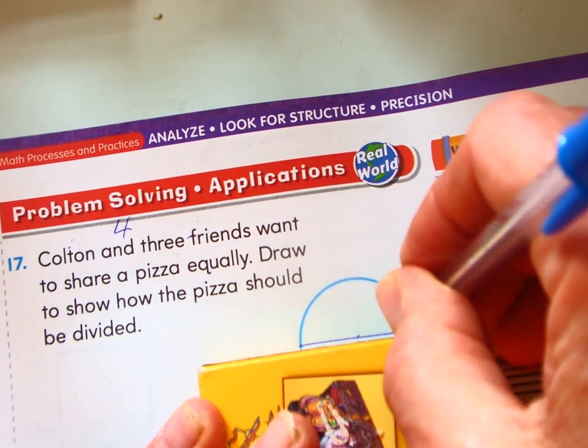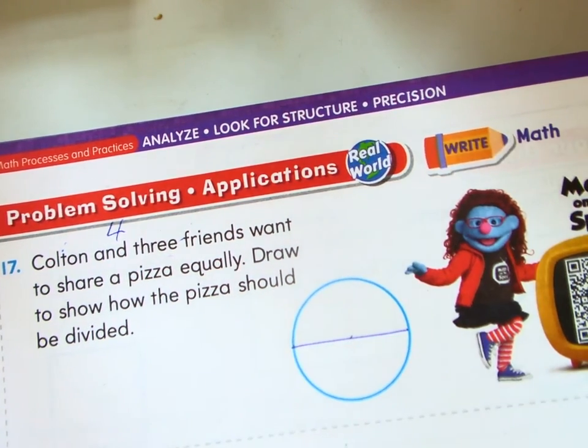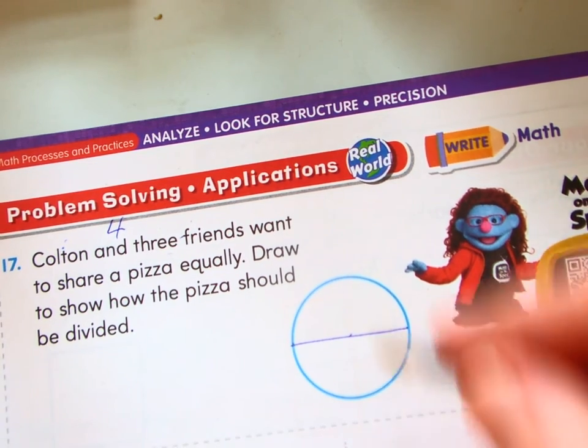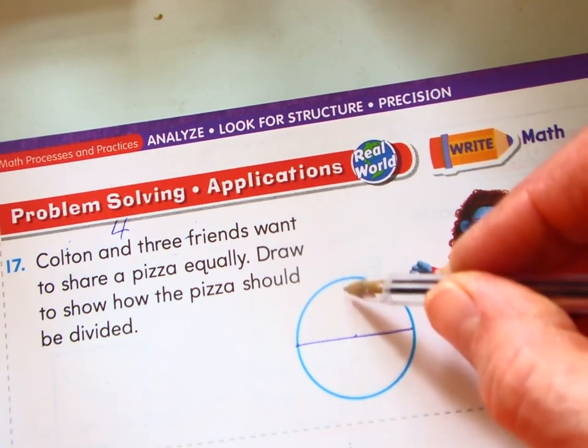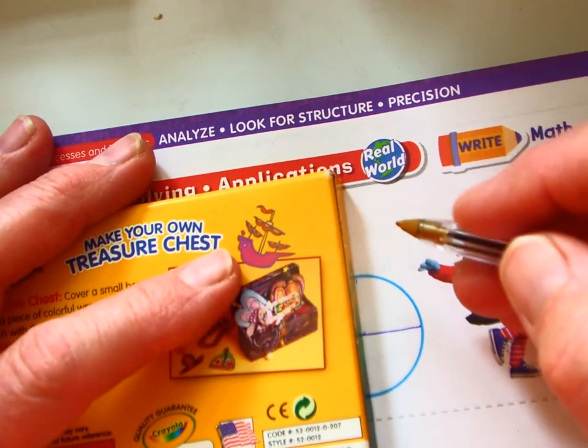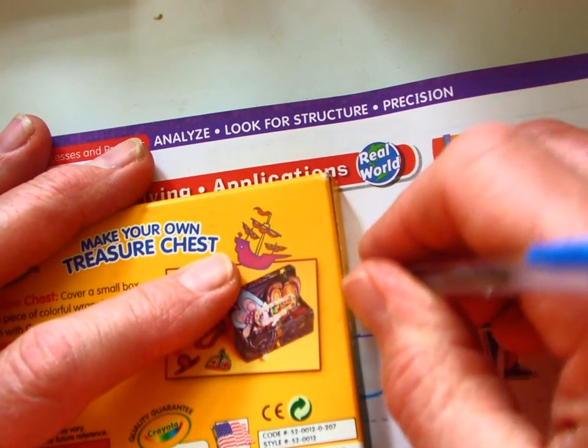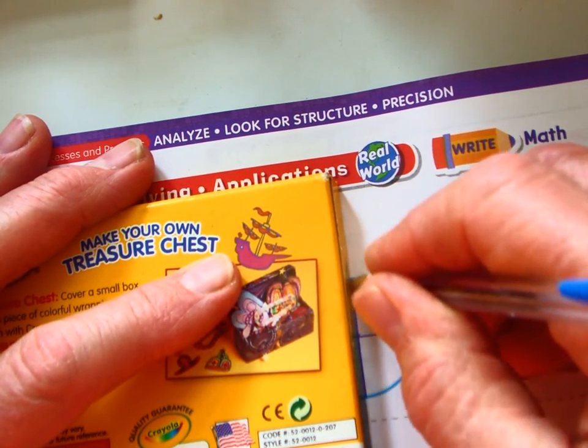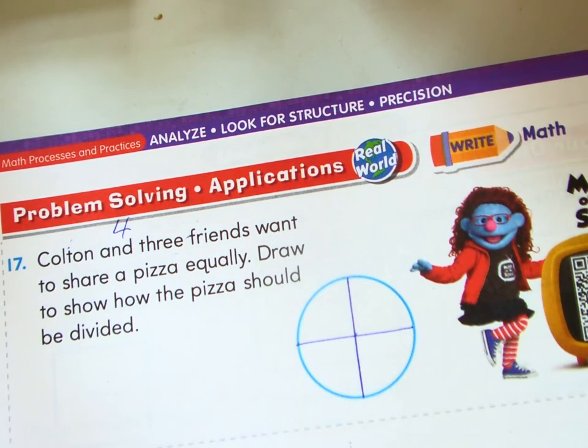You don't have to use a box. You can just try. But look how nice straight line I just made. Now, I want to go right in the middle this way. If I go in the middle this way, that should make, look at that, 4 pieces.